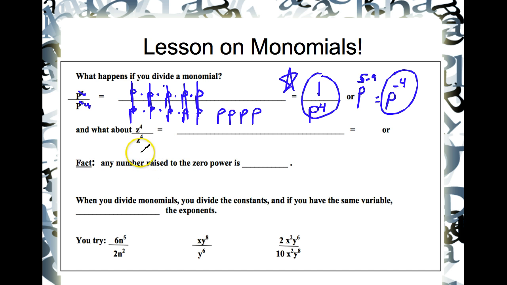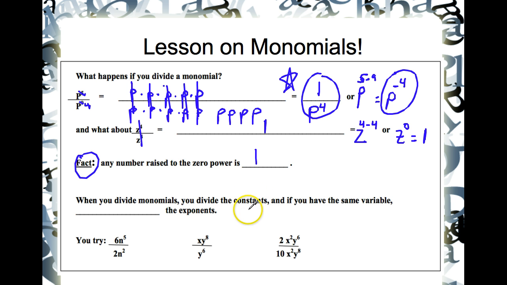Now, here's a special one. z to the 4th divided by z to the 4th. We've learned that anything divided by itself, like I just said, is one whole. So the answer here is one whole. Now, if you keep the base of z and subtract the powers, you had 4 on top minus 4 on the bottom. You'd have z to the 0 power. And as we talked about in the previous video lesson, anything to the 0 power is just one whole. So that's your fact of the day: any number raised to the 0 power is just 1.